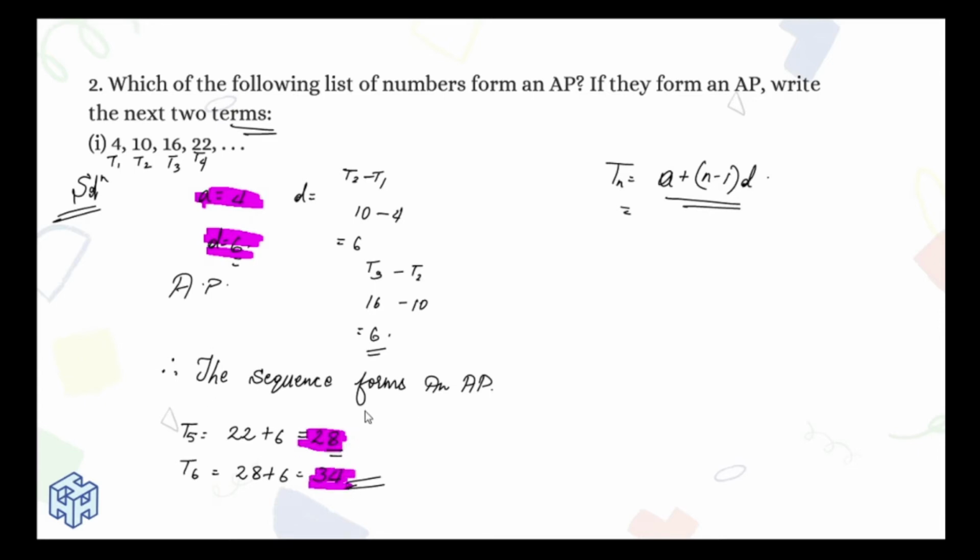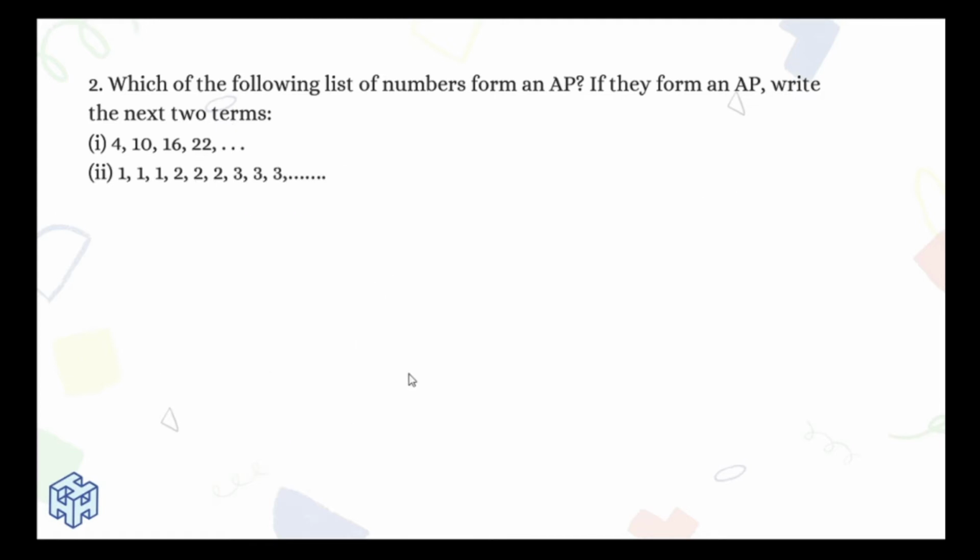Yeah, so the answers are 28 and 34 for the next two terms. Similarly, they have asked to find whether 111, 222, 333 forms an AP or it doesn't form an AP, right? So what can we do? We can again write the given. Before we start the solution, write what is given in the question.